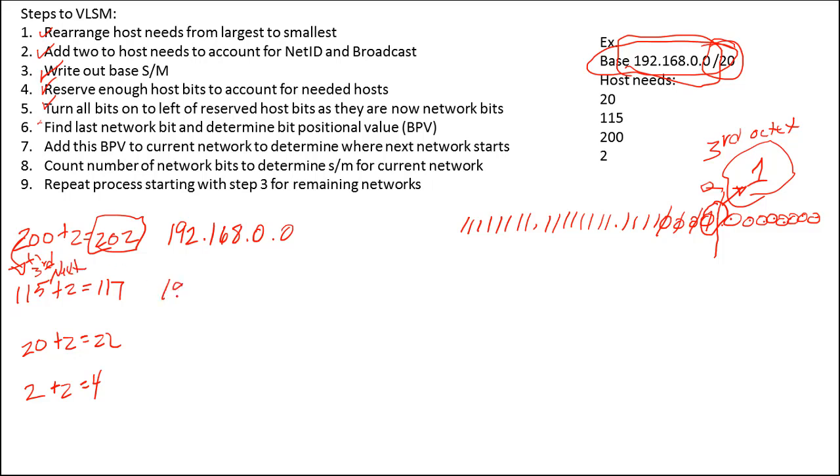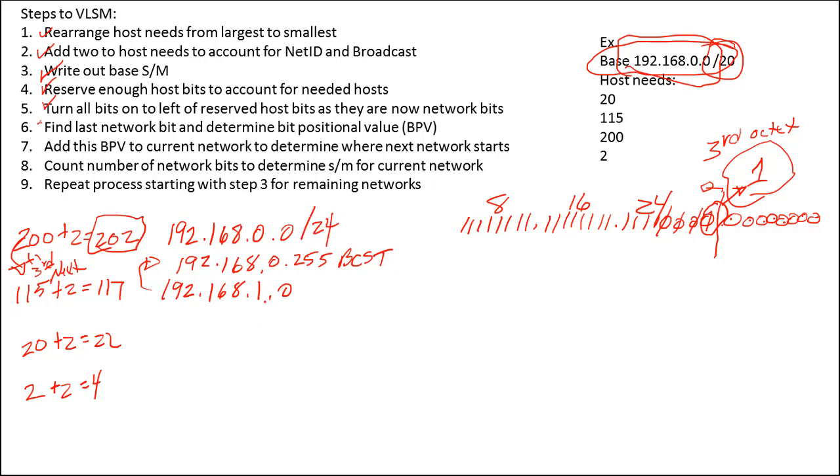So our next network would start at 192.168.1.0. Now we can work backwards. 192.168. Take 1 away from where the last network bit occurs to get to the broadcast for the previous network. So 1 away from 1 is 0, and then everything else, if you have more octets, if you take 1 away from zeros, that would be 255. So that's our broadcast for this network. Now we just count our network bits, 8, 16, 24, and that gives us our subnet mask for this next network.